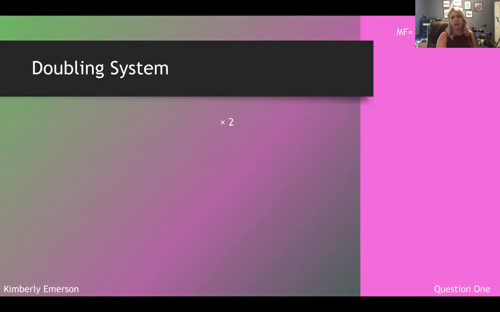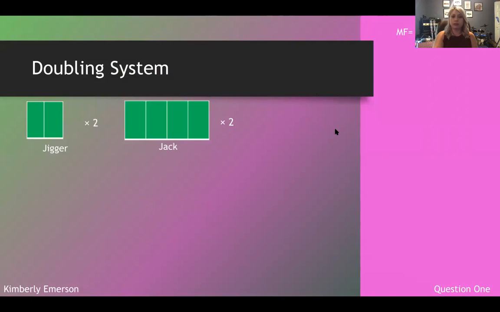So the first thing we're going to talk about is the doubling system. And the big thing with doubling systems is we're going to start by using mouthfuls. We have an abbreviation here, MF, which simply stands for mouthfuls. One mouthful is just one mouthful. But two mouthfuls, which we're doubling, and doubling is also a simple term for multiplying by two, will give us a jigger.